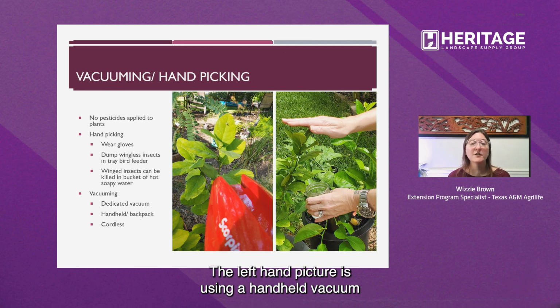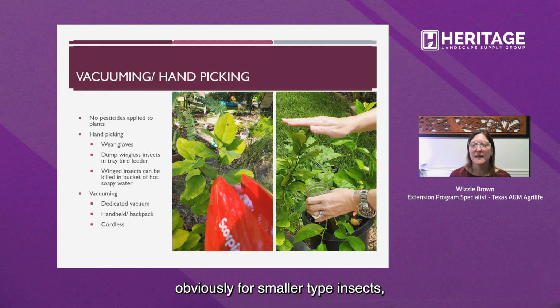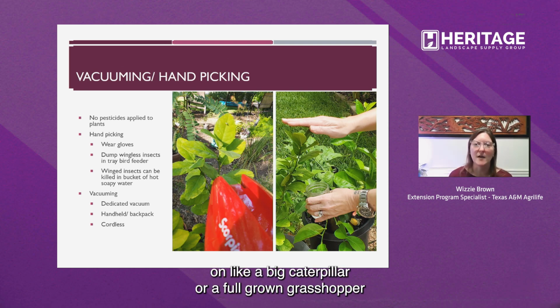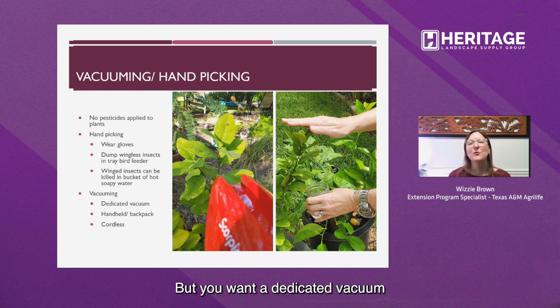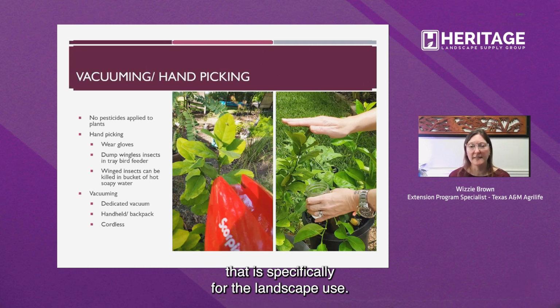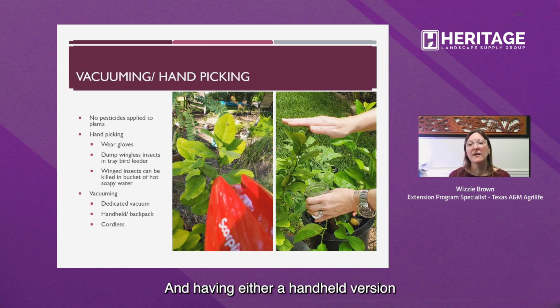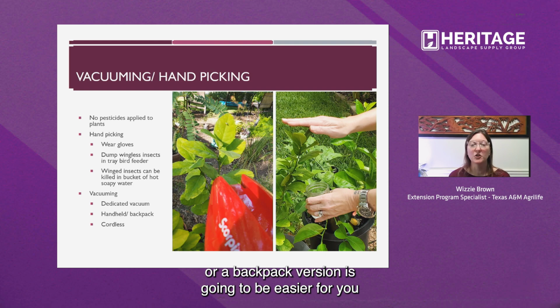The left-hand picture is using a handheld vacuum to reduce insect pests that are on a plant. And these are going to be obviously for smaller type insects. You're not going to be able to use this on like a big caterpillar or a full-grown grasshopper because they're not going to fit. But you want a dedicated vacuum that is specifically for the landscape use. And having either a handheld version or a backpack version is going to be easier for you to handle or utilize. And then you also want something that is cordless.